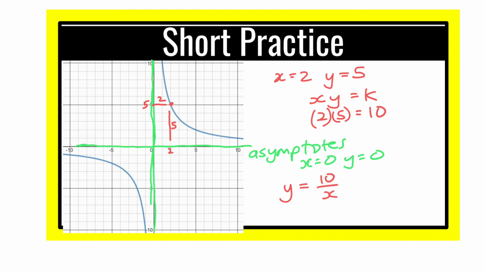Okay, that's the same as x times y equals 10. Y equals 10 divided by x. So that would be my equation. It's not translated. Those asymptotes are still on the x and y axis. Nothing's been moved. Let's try another one. That was positive.